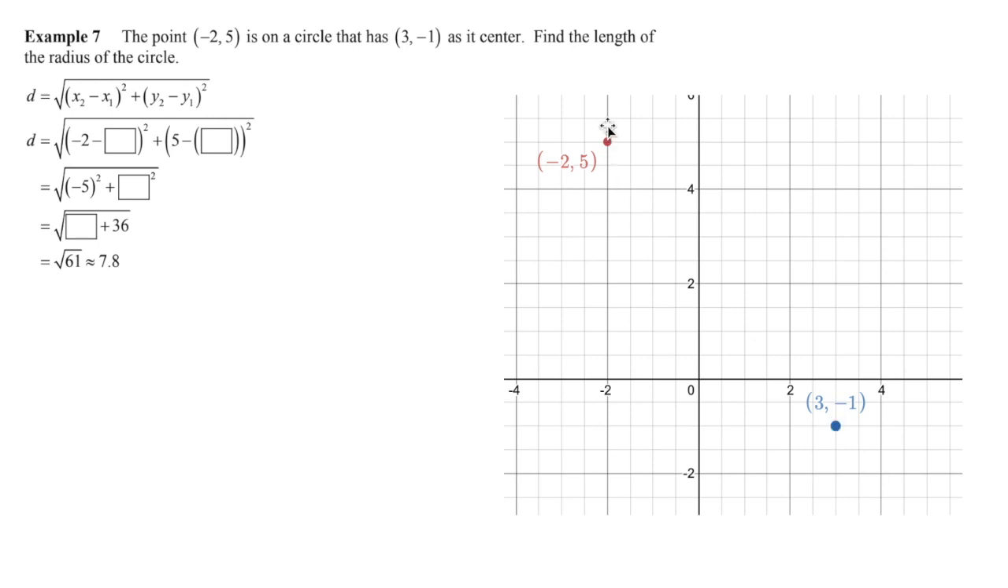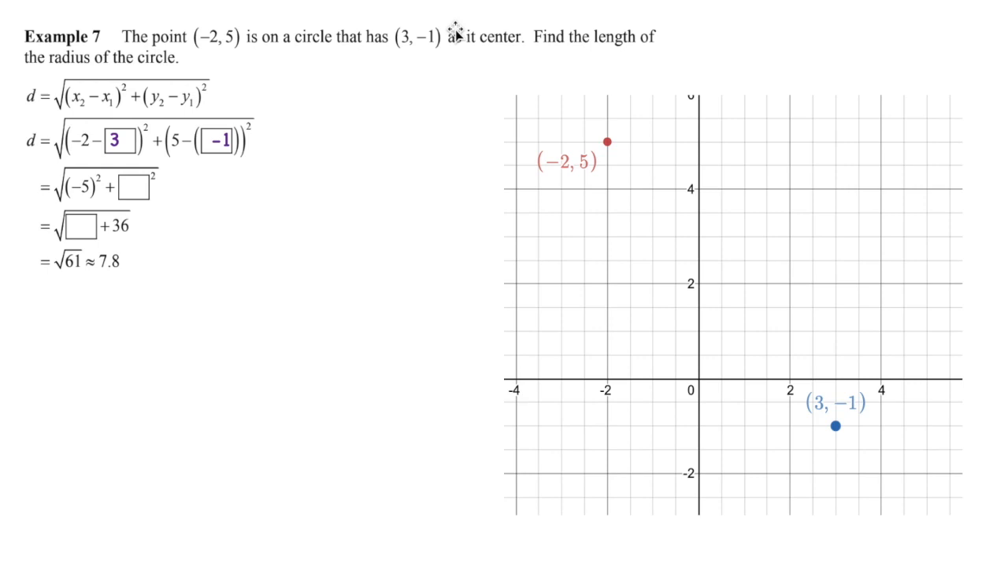So if we can envision this circle going all the way around our center, we know then from these 2 points would be our radius of the circle. We need to find the distance between these 2 points to find the length of the radius. Using the distance formula then, I'm going to take negative 2 minus 3 plus 5 minus negative 1.